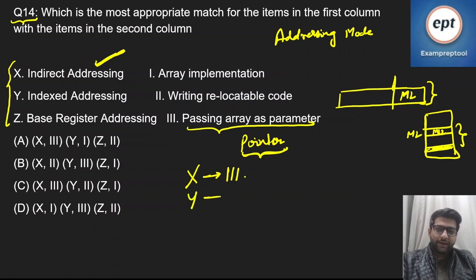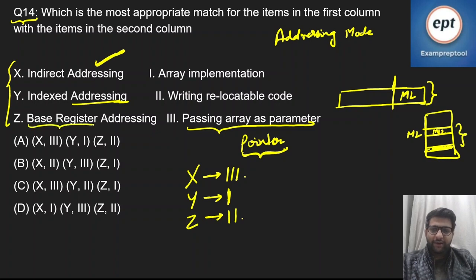Then y is index addressing. So what is indexed addressing? It can support array implementation. So y supports 1, and base register addressing is used for writing relocatable code. I've already explained why base register addressing supports writing relocatable code.